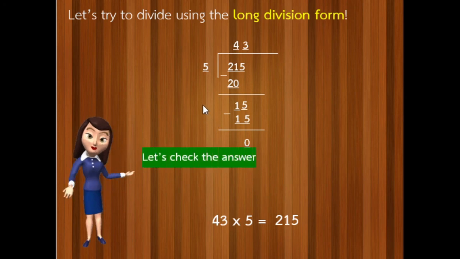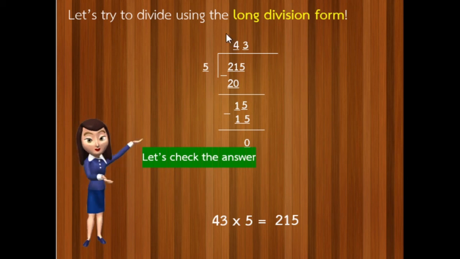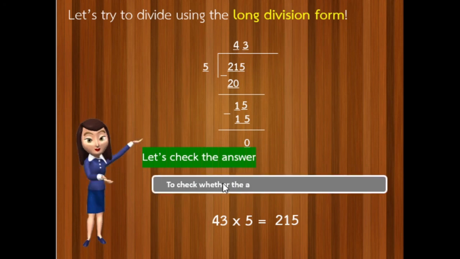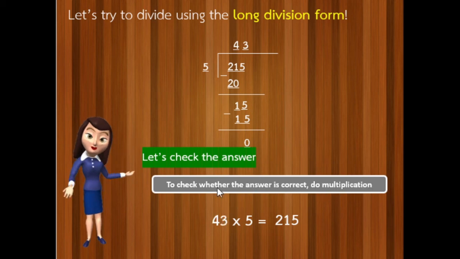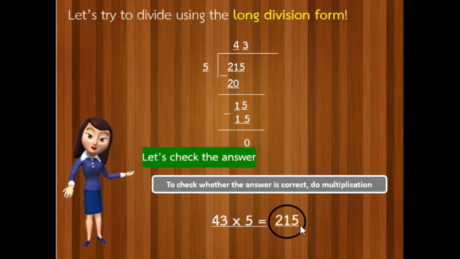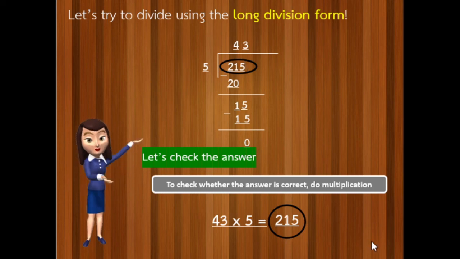Let's check the answer. How to check whether 43 is the right one. To check whether the answer is correct, do multiplication. So, multiply 43 and 5. 43 times 5 equals 215. Therefore, 215 and 215 are the same, which means our answer is correct. Okay?